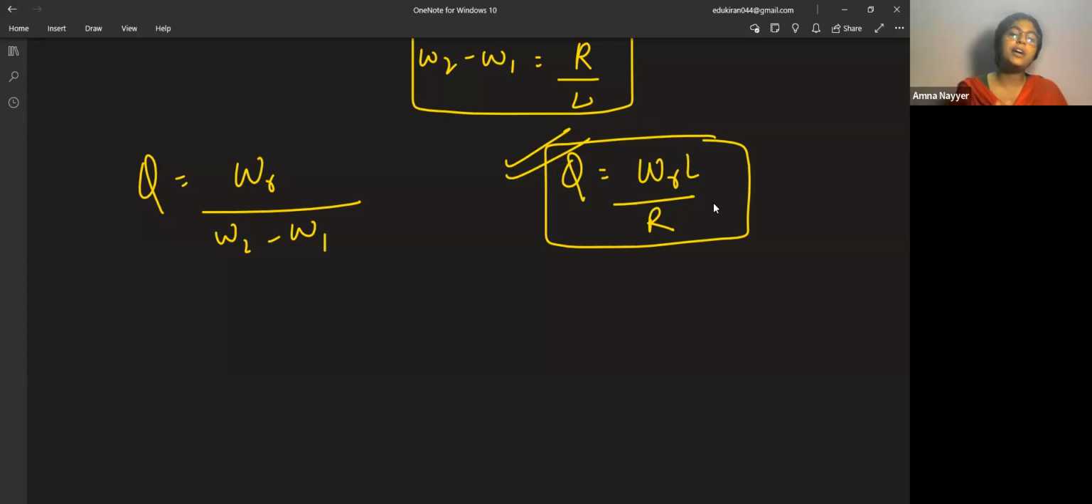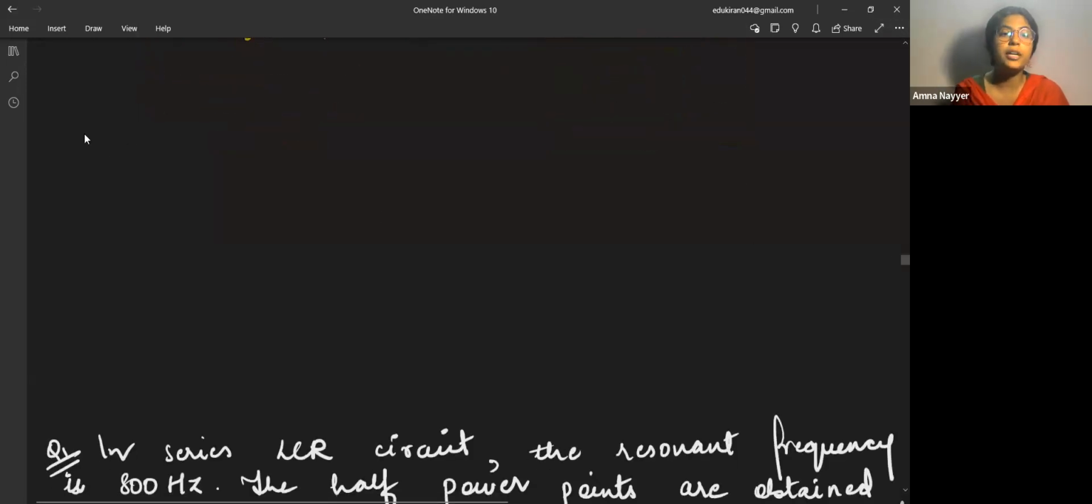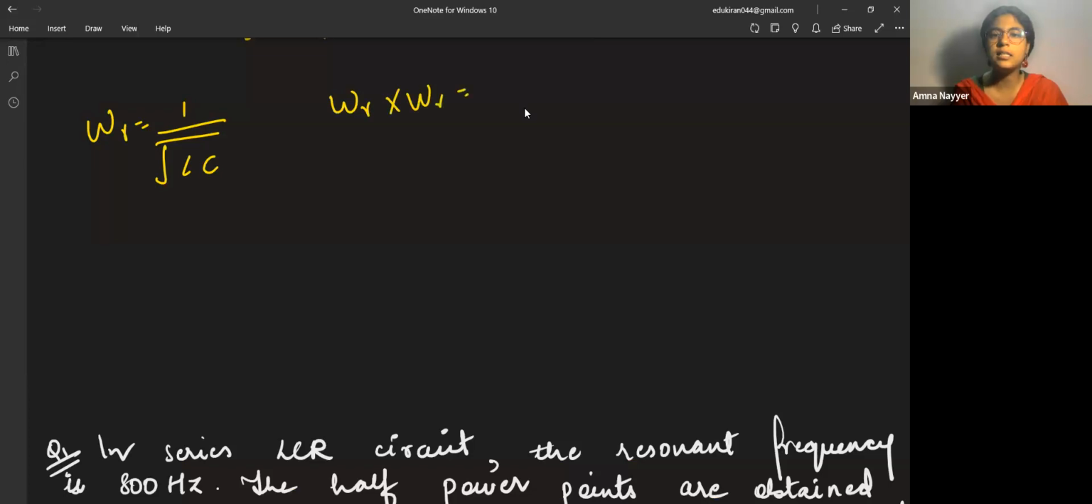One more formula that is very common and very helpful for your examination: omega at resonance is 1 by under root LC. Let's square it. That becomes omega R into omega R is equal to 1 by LC. If we interchange these, shifting one L here and bringing one omega R here, omega R L is equal to 1 by omega R C.